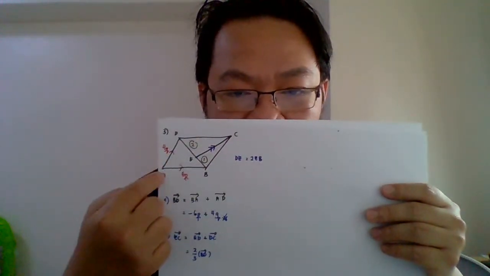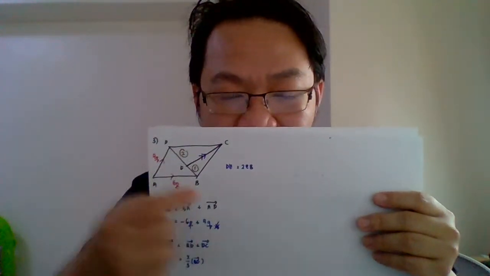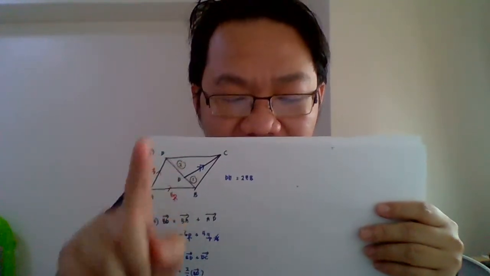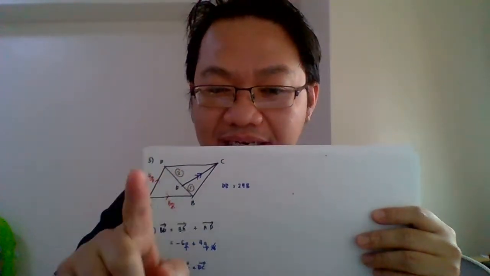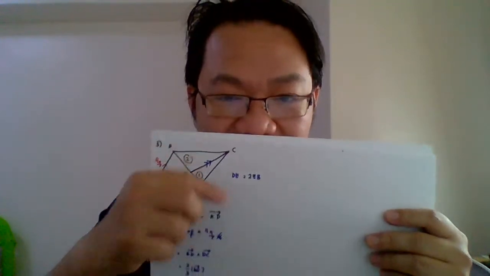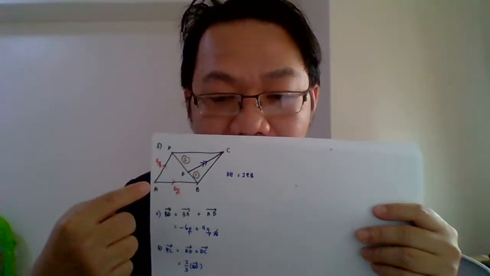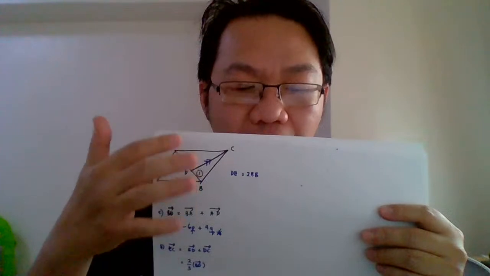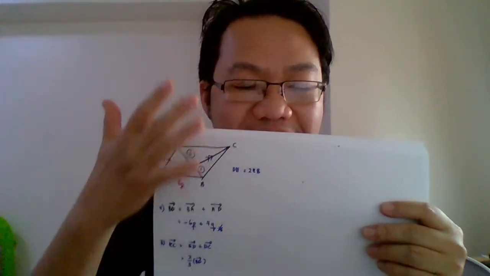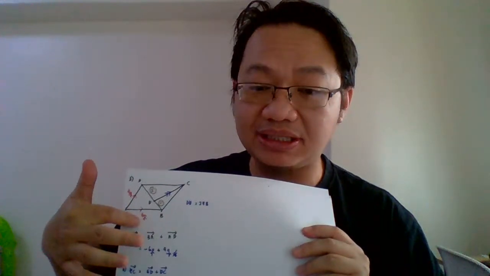DC and AB are parallel to each other. If they are parallel, I told you yesterday, they do not necessarily have the same vector. But since this is a parallelogram, they are not only parallel but also have the same length. So that means DC and AB have the same vector, which is 6P. So we update: DC actually equals AB.